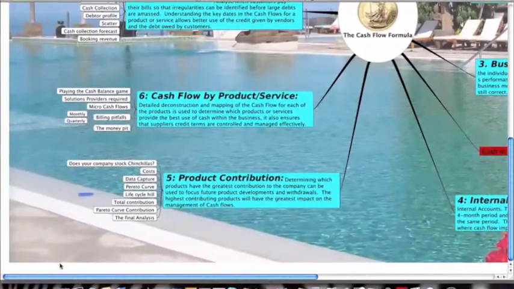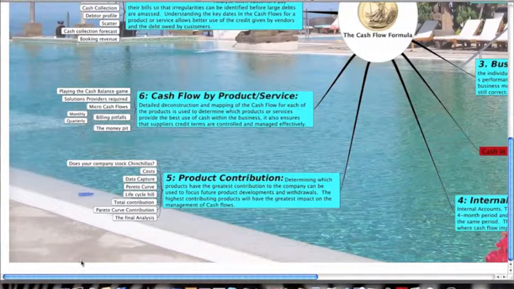And then we're going to look at the money pit. And this covers the big question, should you rent or buy the components that make up your company's products and services? And how do you go about working that out? And what's best for your business?